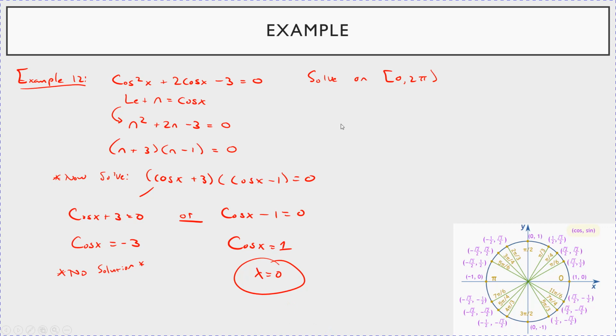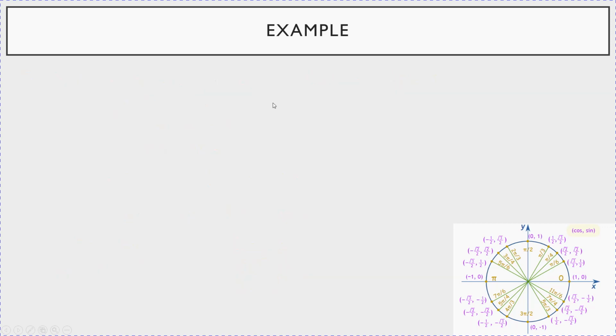All right, let's do 2 more. Let's try solving this one. Let's solve 4 cosine squared of x minus 1 is equal to 0. And let's do this on 0 to 2 pi.